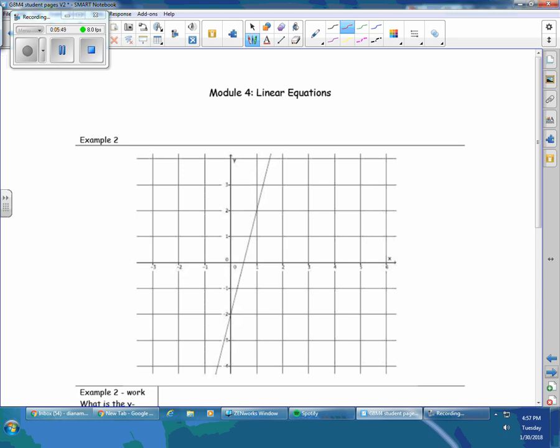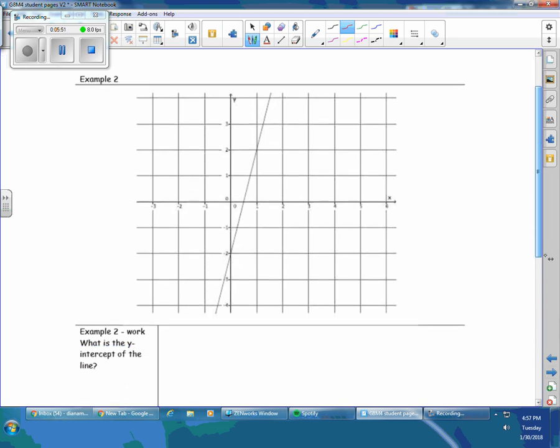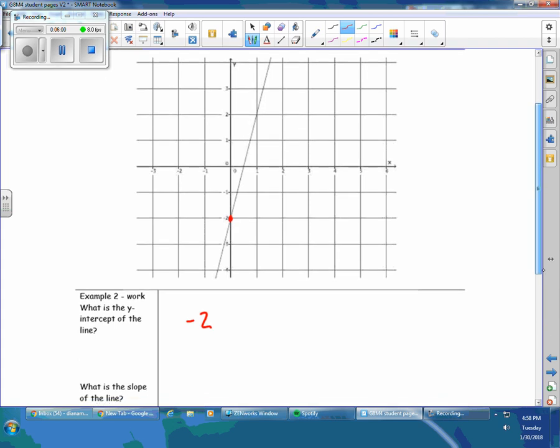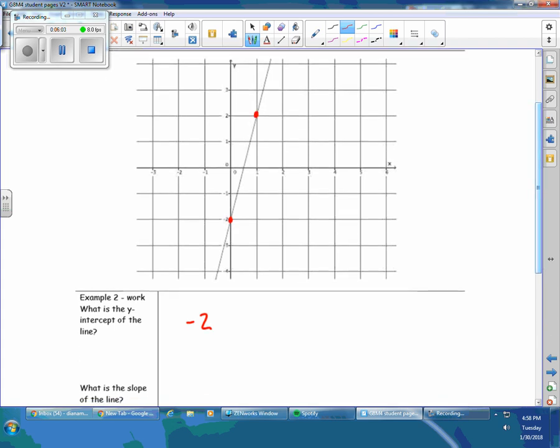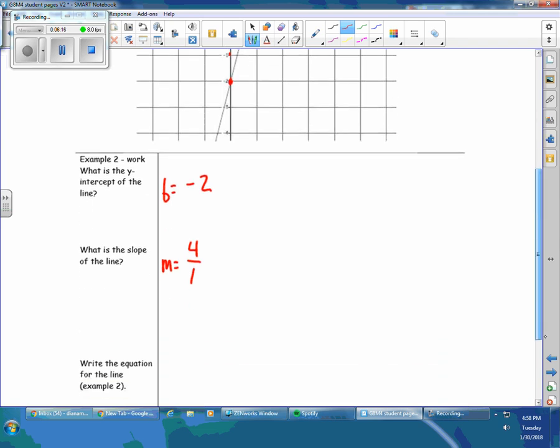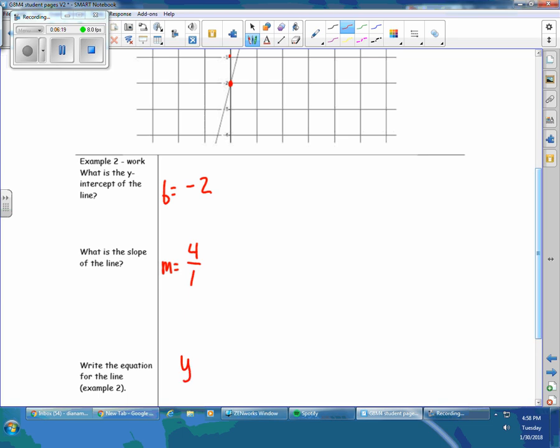Example 2. What is the y-intercept of the line? -2. What is the slope of the line? Go up 1, 2, 3, 4, over 1. So I'm actually going to label this b and m. Write the equation for the line. Y equals 4x minus 2.